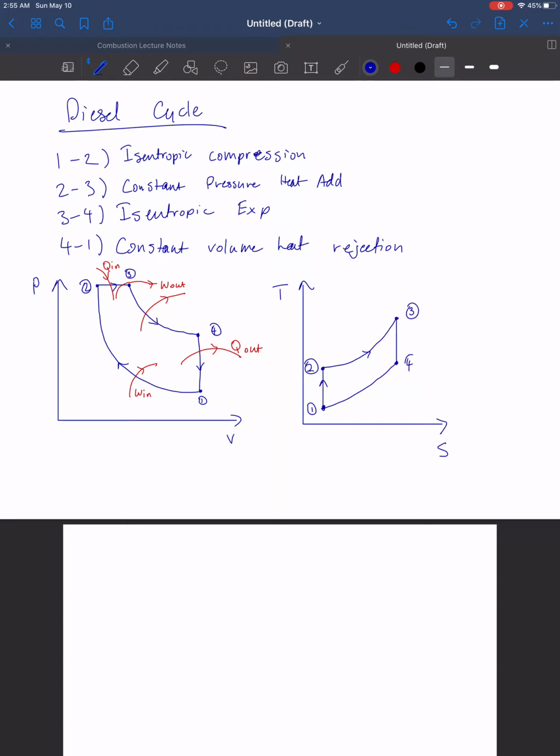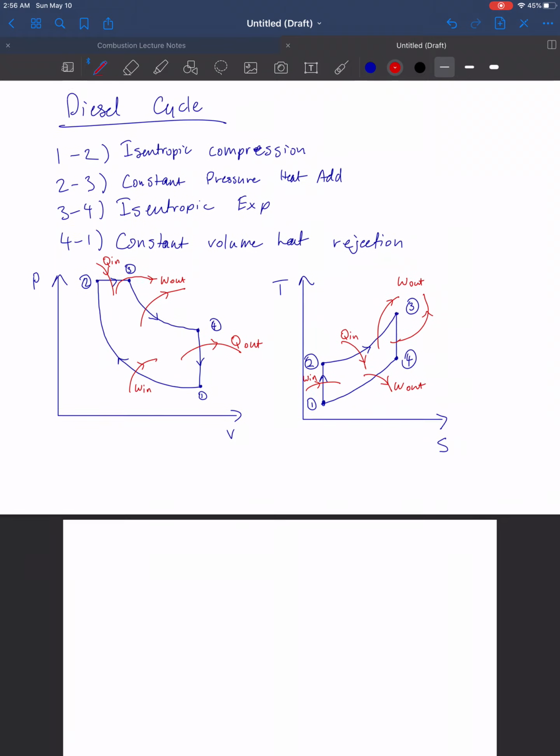This is state 3, this is state 4, and then again, if you want to draw in your little diagram, we have our work in here. Here we have heat in, right? But we also have work out. So let me just do this, work out. Now I'm just going to do this and then do this, right? So that's work out. And then we also have heat out here, right?